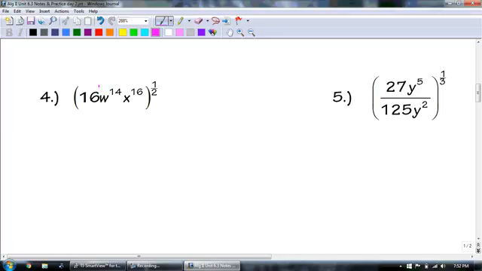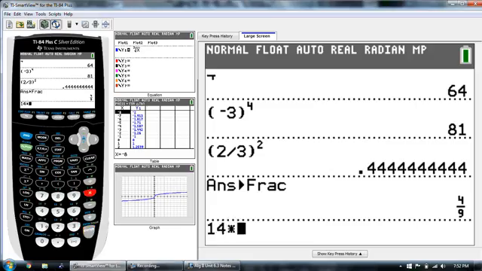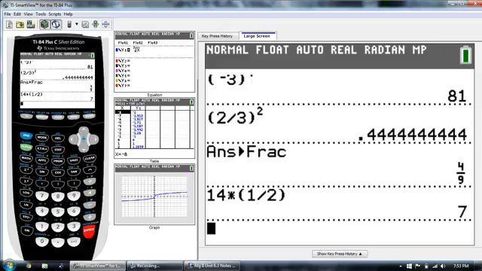Okay, we got to give the 16 an exponent, and then I'm going to distribute. My bases stay the same. 1/2 times 1 is just 1/2. Half of 14 is 7. Half of 16, 16 divided by 2, is 8. And if you have trouble with those, just do 14 times 1/2. You can do it using your calculator.